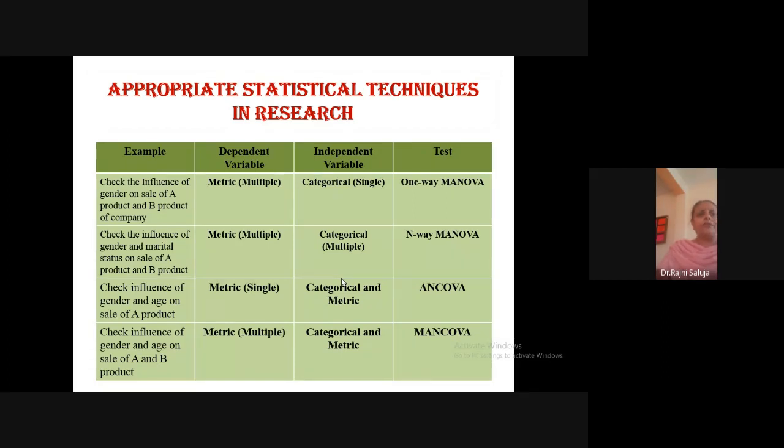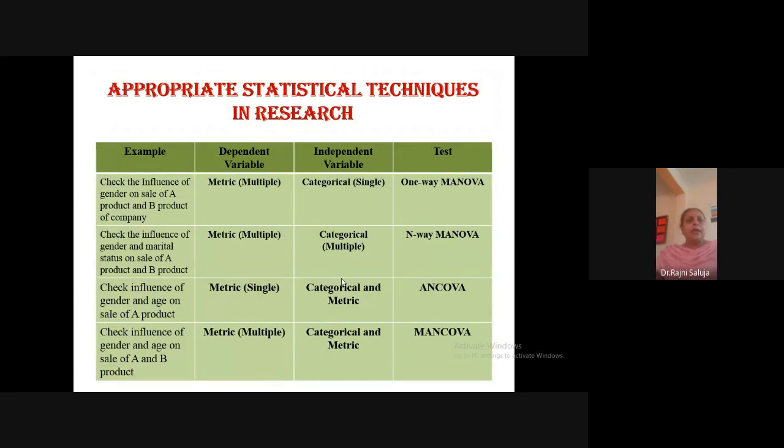Check influence of gender and age. Now here we are talking about the gender and age on the sale of A product. Now here the product is one. So the variables no doubt are two, that is gender and age, but the product on which the influence is to be seen is one, single. So ANOVA is to be applied. Check influence of gender and age on sale of A and B product. So in this case, the MANOVA will be applied.